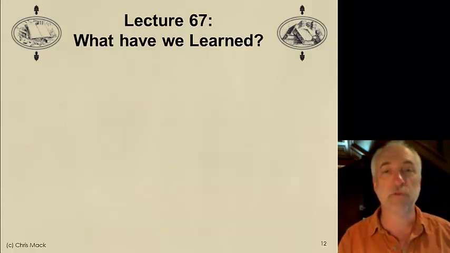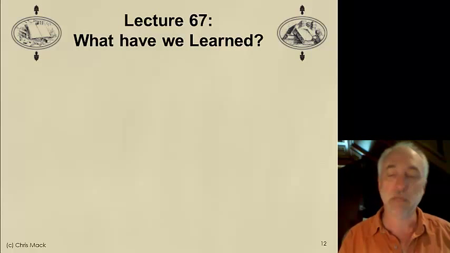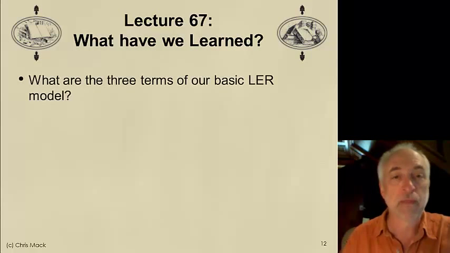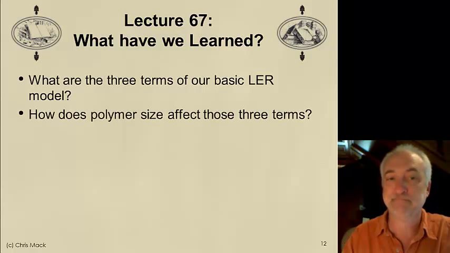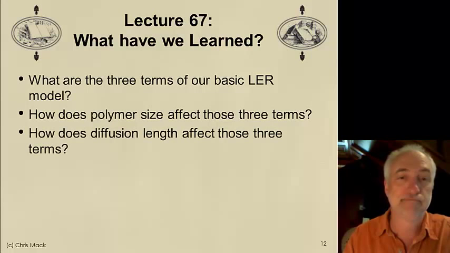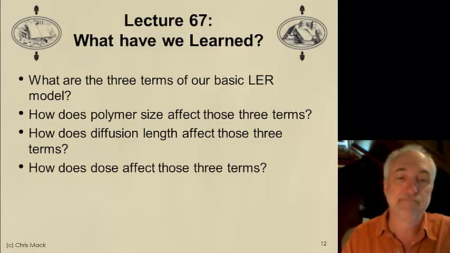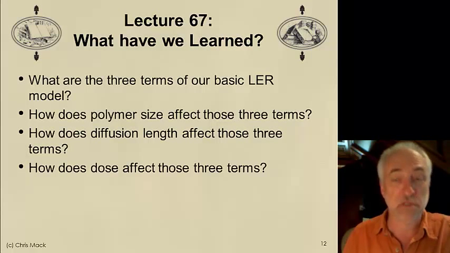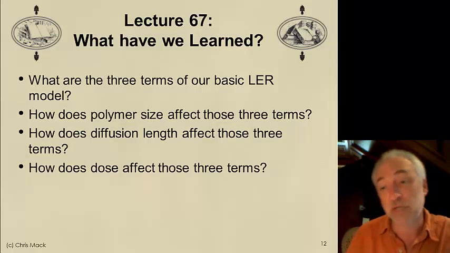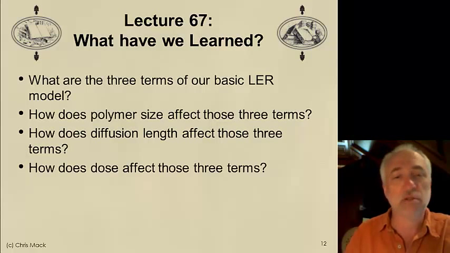All right, so let's look at what we've learned so far in Lecture 67. As always, you should be able to quickly and easily answer these questions. If not, please go back and review the material. What are the 3 terms of our basic LER model? How does polymer size affect those 3 terms? How does diffusion length affect those 3 terms? And finally, how does dose affect those three terms? There's other interesting variables to look at, things like quencher concentration, NILS, as we've said, but these are the three variables that we explored in some detail.